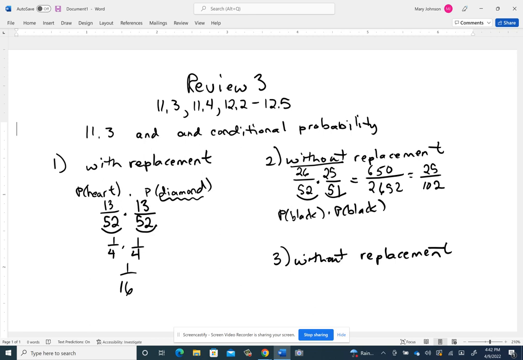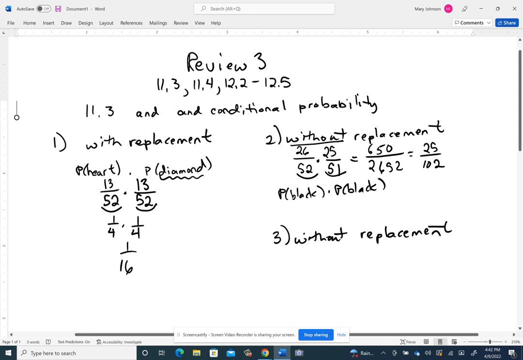All right, now number 3 is also without replacement, but it has, I think, something that might make you answer it the wrong way. It says if 2 cards are drawn at random without replacement from a standard deck, find the probability that the second card is red, given that the first card was a heart. Okay. So it's like here, okay, probability, the first card was a heart.